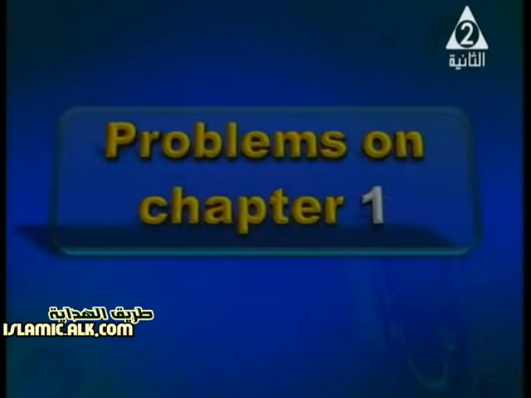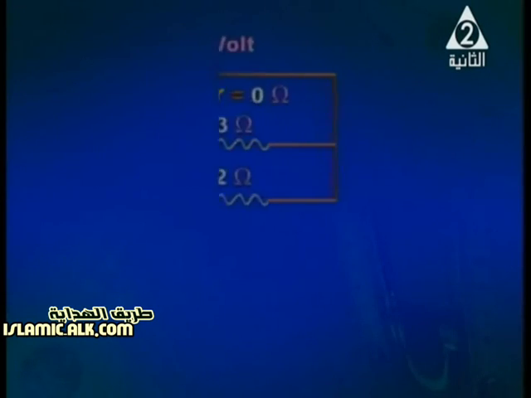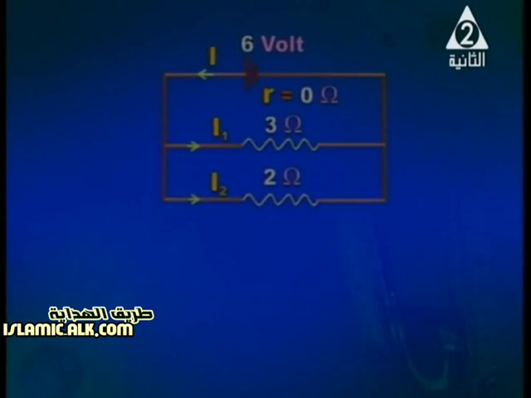Problems on chapter 1. We'll start with very easy problems. Okay, what about the first problem? In front of you we've got a circuit, a battery and two resistors, 3 ohm resistor and 2 ohm resistor. Current through the battery is denoted by capital I, and that through the 3 ohm resistor is I1, and that through the 2 ohm resistor is I2.